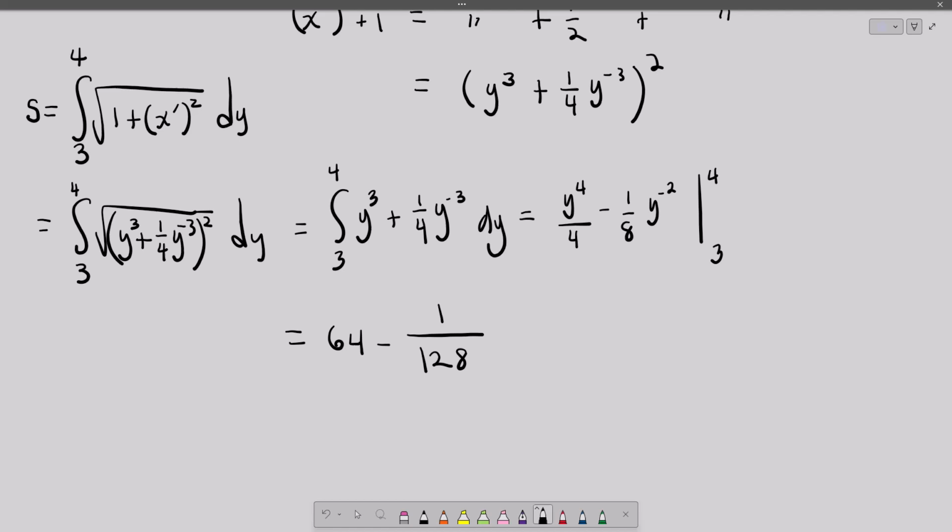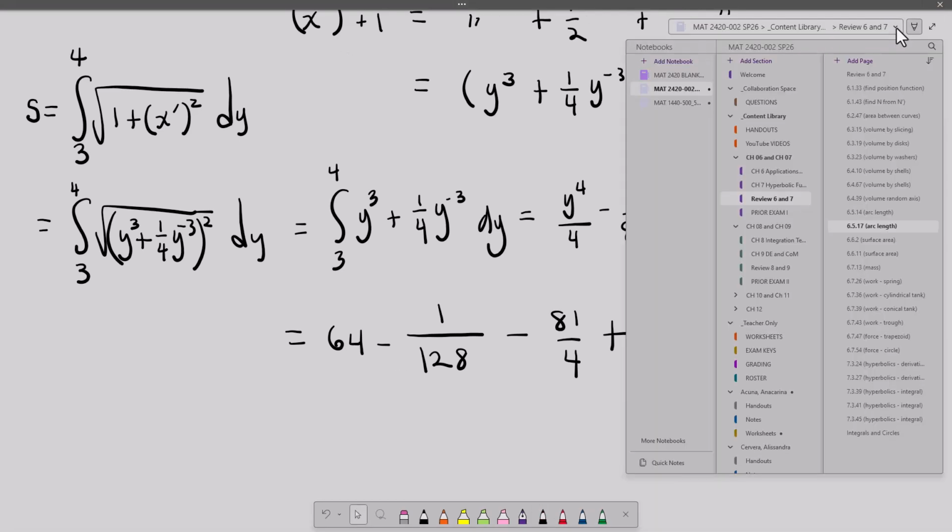And then we subtract off the antiderivative evaluated at 3. So we get 3 to the 4th over 4. 3 to the 4th, 3 times 3 is 9. 9 times 9 is 81, so we get 81 fourths. And then minus a minus is plus. 3 to the negative 2 is 1 over 9. So we end up with 1 over 72. That's our penultimate step. Our step before we finish.